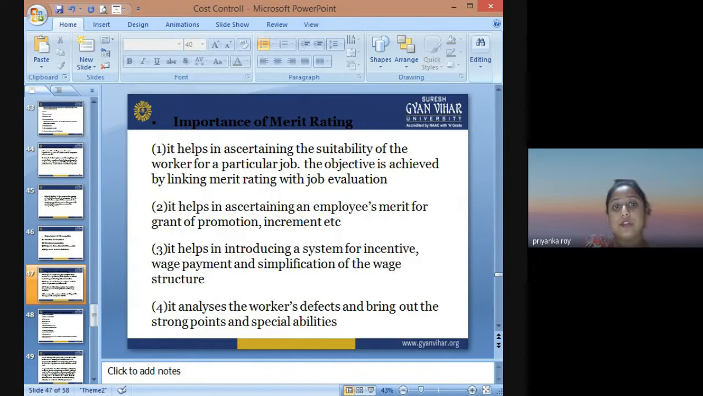It helps in the introduction of a system of incentives and wage payment and simplification of the wage structure. It analyzes the worker's effort and brings out the strong points and specialized abilities.